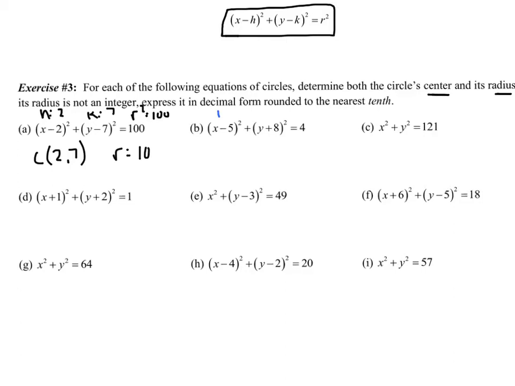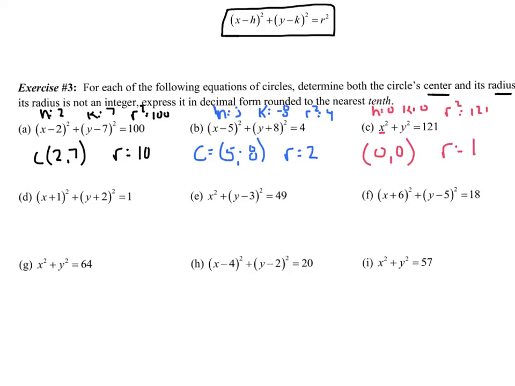On this next one, we've got h is 5. I've got a k value. Check this out, the k value is actually negative 8, and my r squared is equal to 4. So the center is going to be at (5, negative 8), and the r value is going to be 2. So you see, I'm very disciplined with these. I take my time. Now nothing's being added or subtracted to the x, so I've got an h value of 0, a k value of 0, and an r squared of 121. So the center is (0, 0), and the radius is 11.